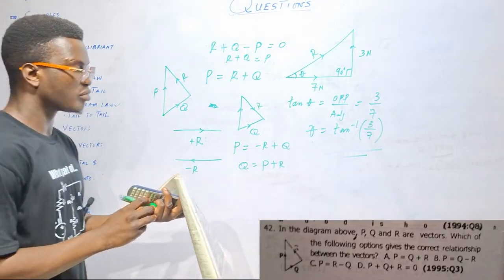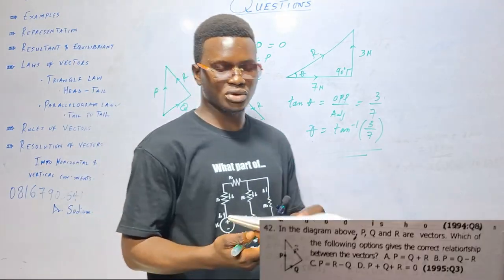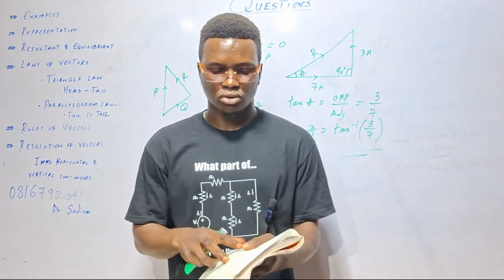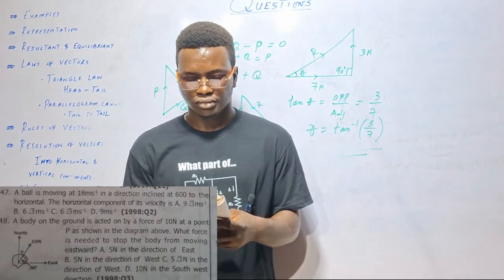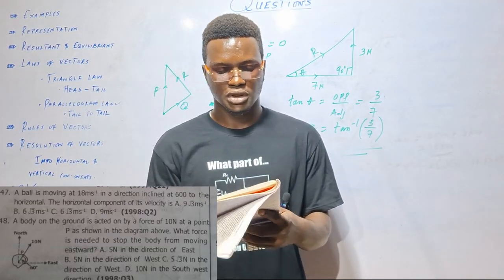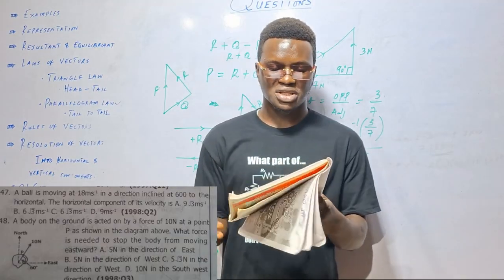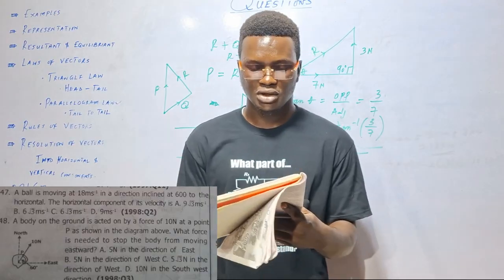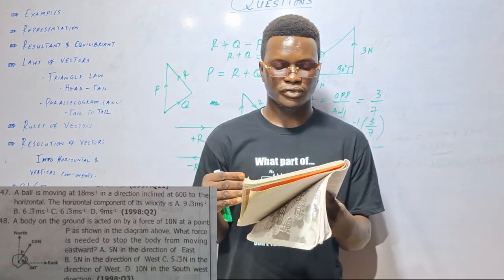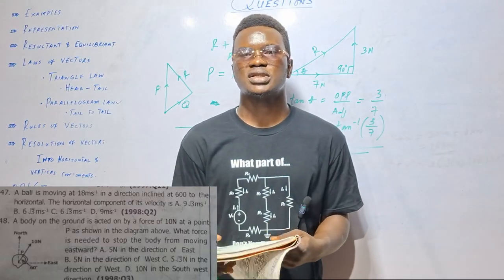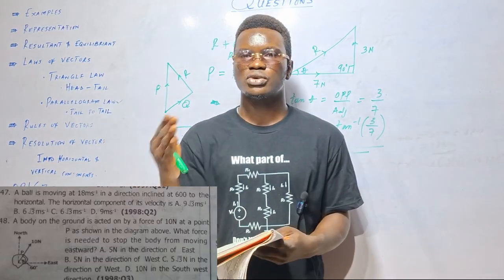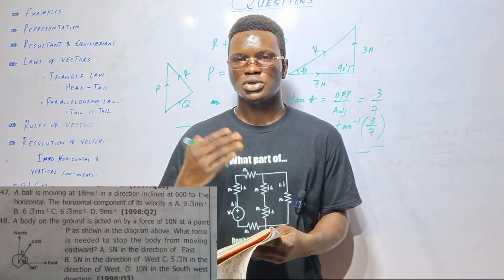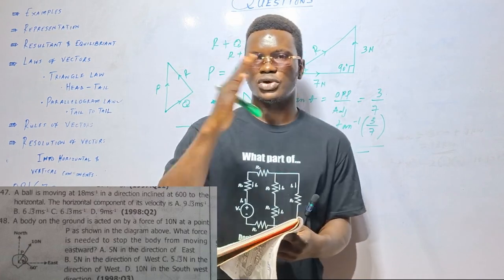So that's how you solve problems on addition and subtraction of vectors. So next question, 47. A ball is moving at 18 meter per second in a direction inclined at 60 degrees to the horizontal. So in this case now, we have to find the horizontal component of its velocity. I taught you how we do resolution of vectors, to resolve a vector into vertical and horizontal components.